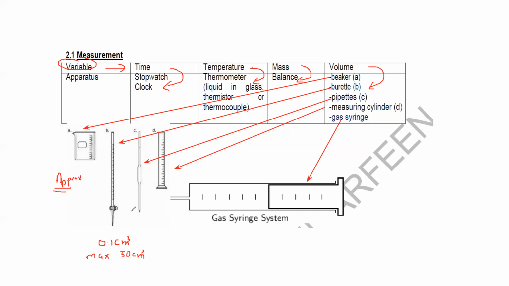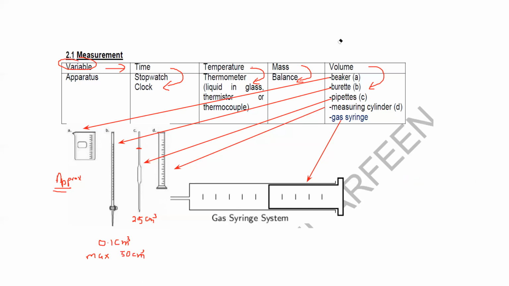If we want to measure a fixed volume, for example exactly 25 cm³, in that case we will use a pipette, because a pipette does not have markings, it can only measure one volume, like 25 cm³. If I want to measure 24.9, then I cannot use a pipette. Why? Because the only volume which a pipette can measure is 25 accurately, not less than that, not more than that.